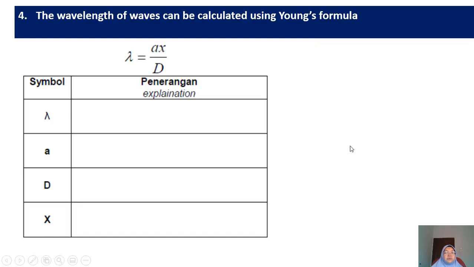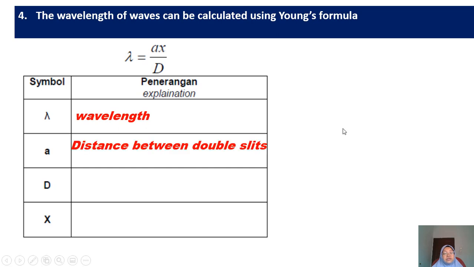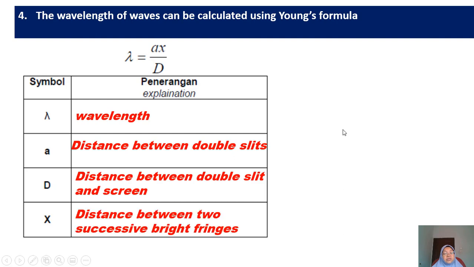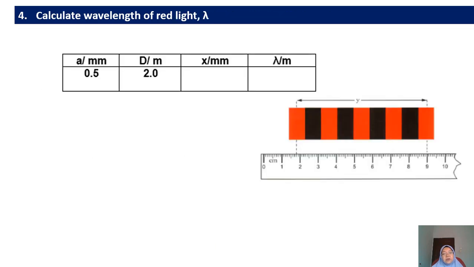So before we calculate lambda, we use this formula, lambda equals ax over D. So lambda is the wavelength of the red light. a is the distance between the double slits. D is the distance between the double slit and the screen. x is the distance between two successive bright fringes. Okay, so calculate the wavelength of red light. So the formula is lambda equals ax over D.